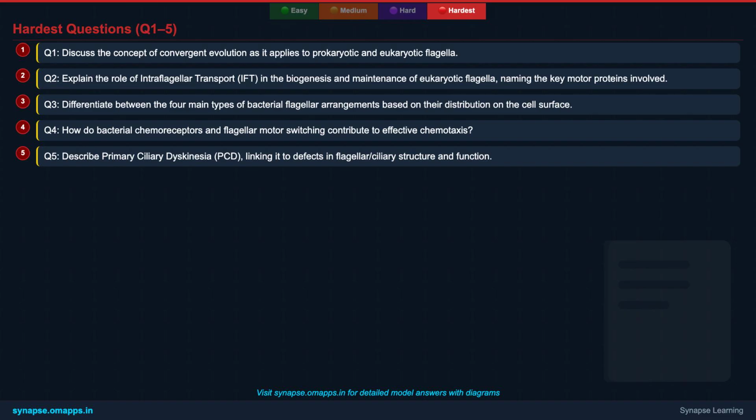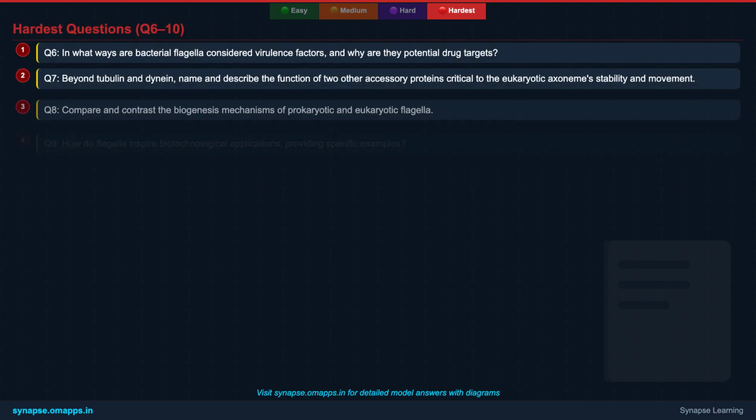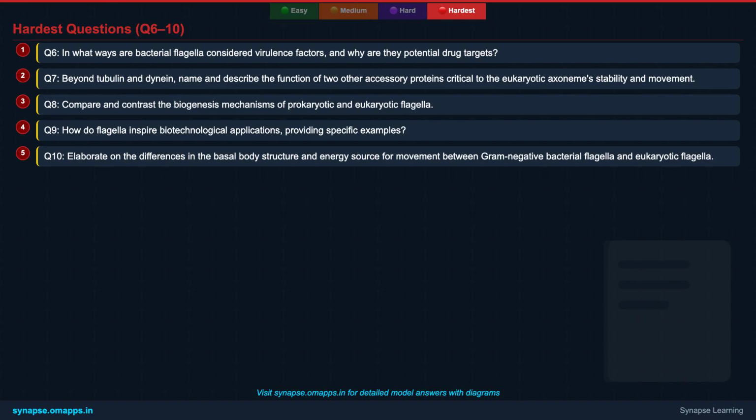Question 4. How do bacterial chemoreceptors and flagellar motor switching contribute to effective chemotaxis? Question 5. Describe primary ciliary dyskinesia, PCD, linking it to defects in flagellar ciliary structure and function. Take your time to articulate comprehensive answers. Let's continue with the remaining 5 challenging questions.